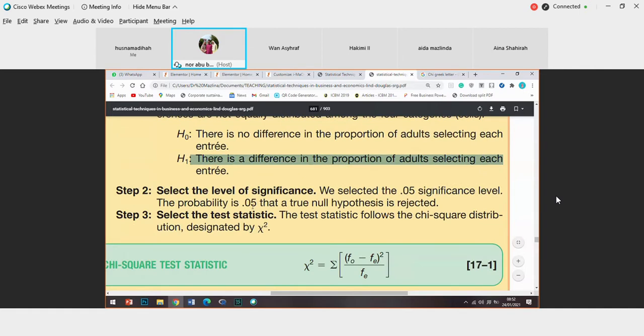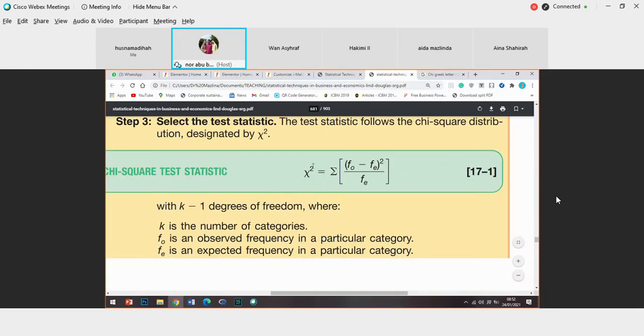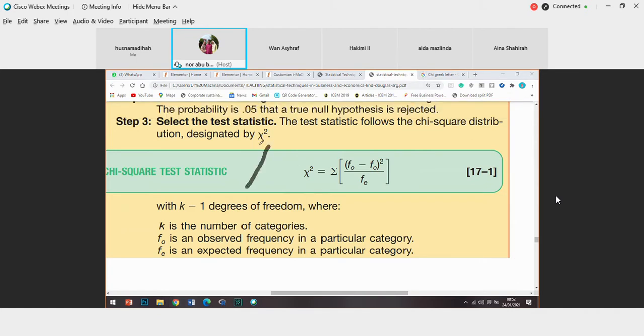Okay, we select at 0.05 and then the test statistic is by chi-square. Jadi ini yang dipanggil sebagai chi-square test. Okay, jadi tulis molek-molek ya. Chi-square. Okay, jadi apa maksud ni? Okay, ada siapa-siapa boleh teka?